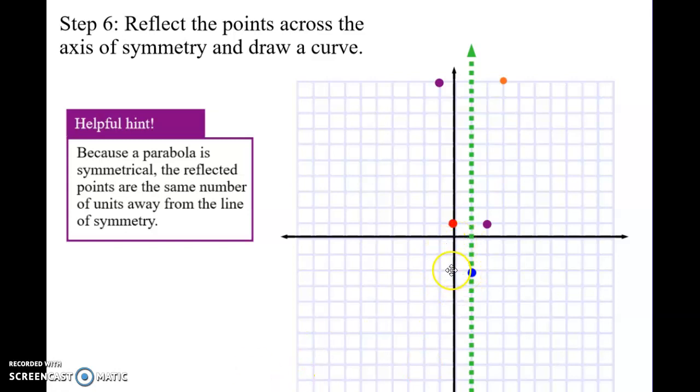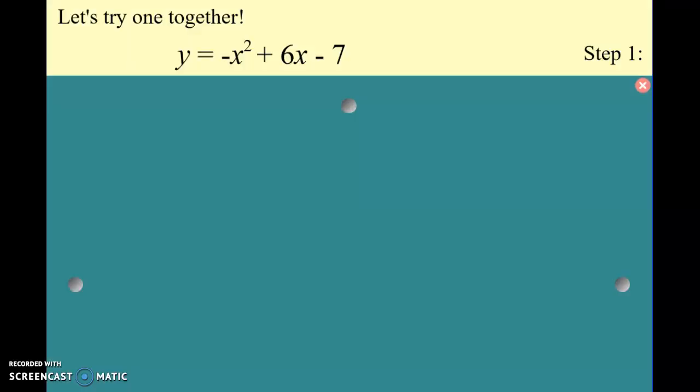Last thing that we're going to do is we're going to draw a curve. Notice that the curve of the parabola has arrows at both ends because it goes on forever and ever. We're going to try one together.